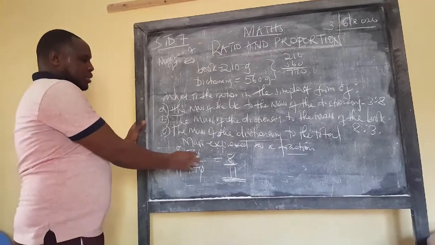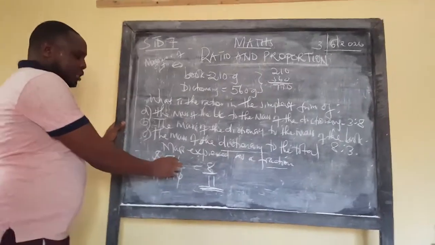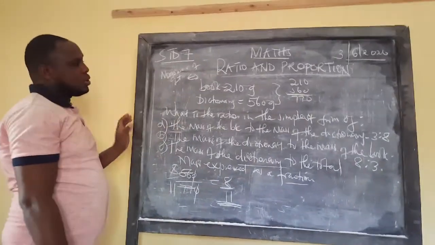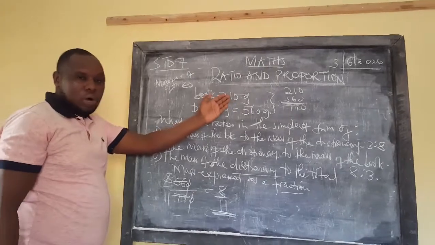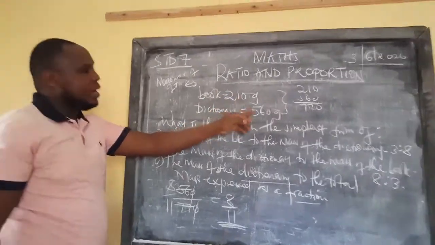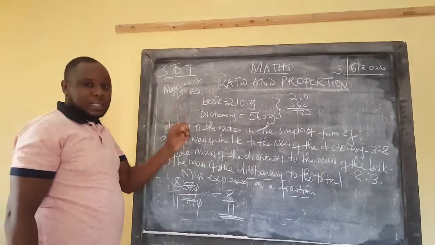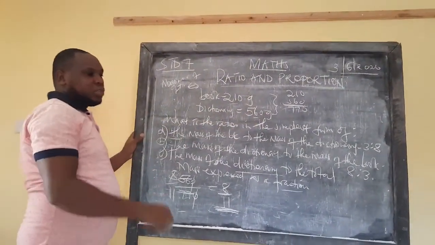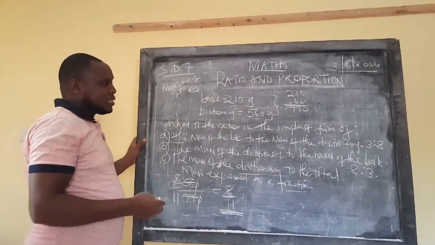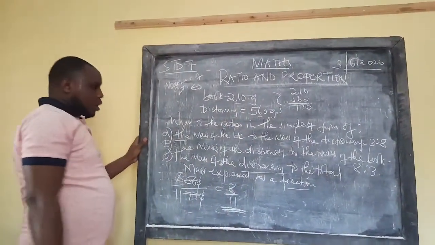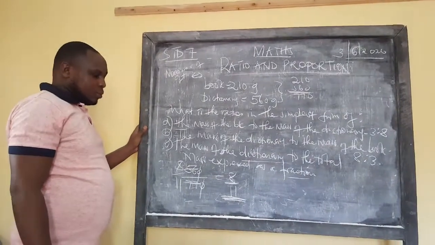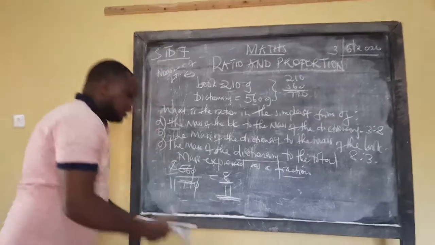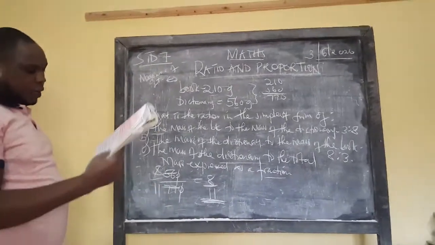So you write the mass of the dictionary over the total mass of the two books, that is the dictionary and the book. For you to get the total mass, you must add these two. Whenever you are talking about total mass, you must add the two. So that is all. Maybe I do the last one before I give you a few questions to perform.